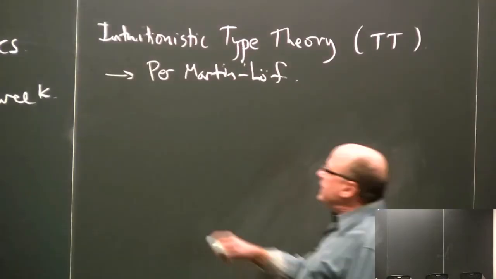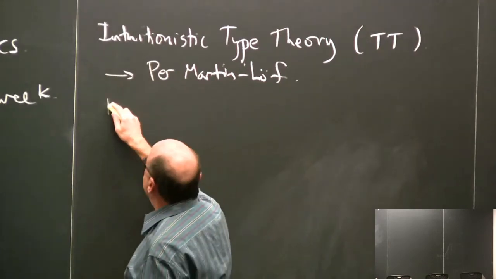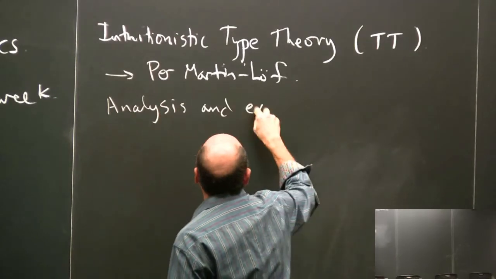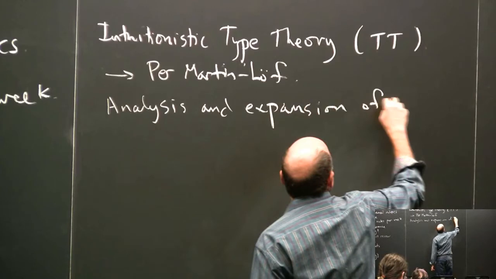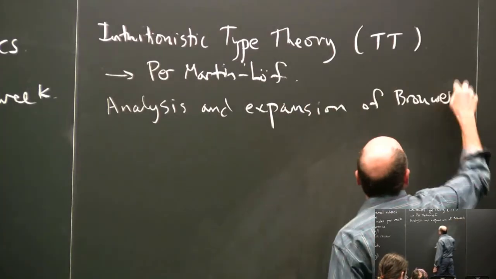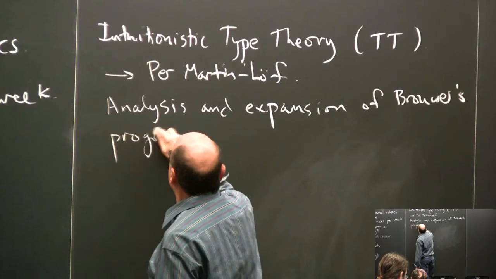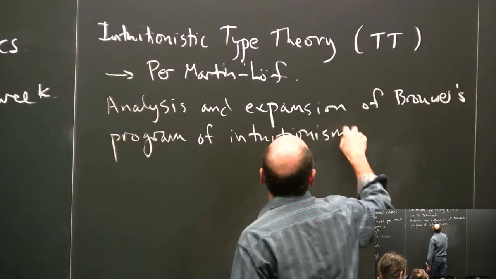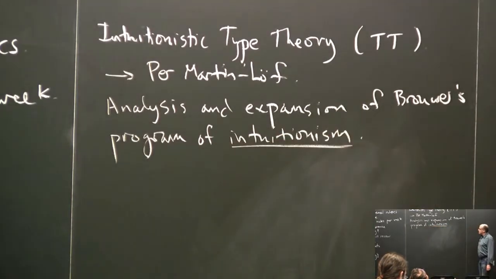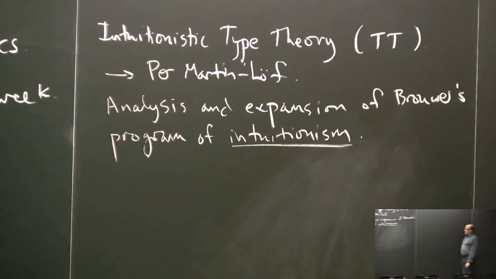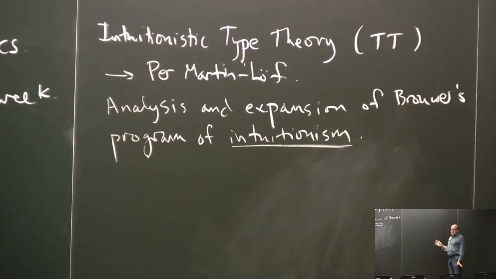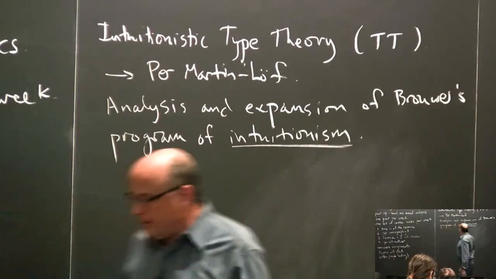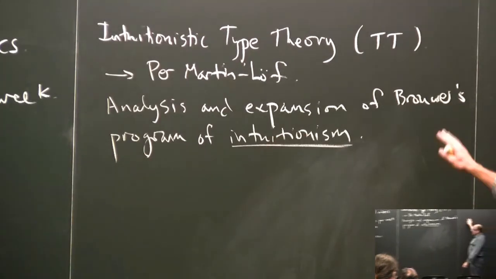And you can look at it primarily as an analysis and expansion of Brouwer's program, the Dutch mathematician Brouwer's program of what he called intuitionism. Now, I'm going to say a little bit about this, but I'm not trying to run a course on philosophy of mathematics, so I don't want to get into a long discussion about these issues. I want to explain the starting points so that you can get an idea of what this means.